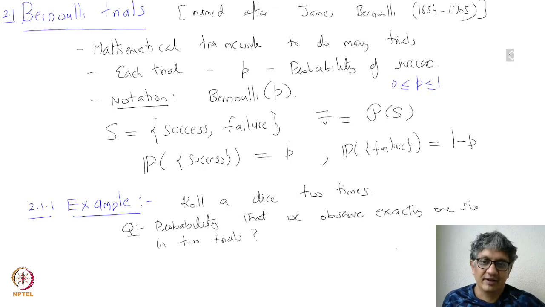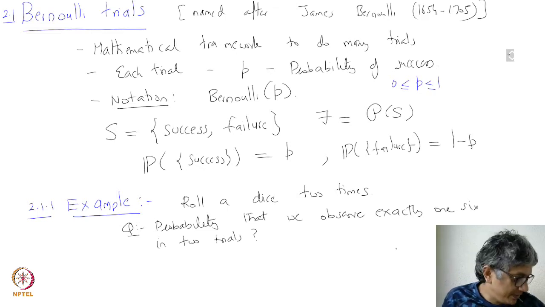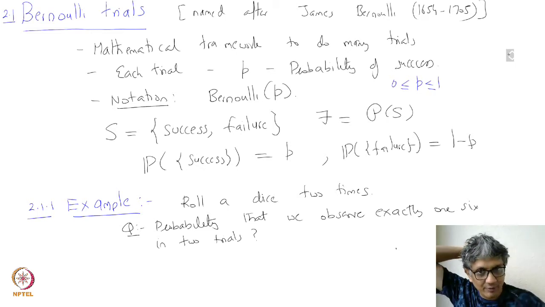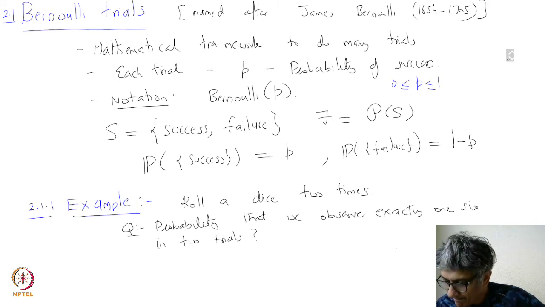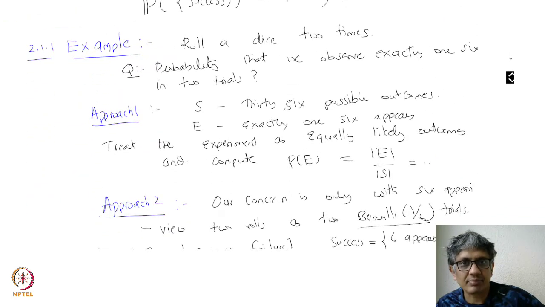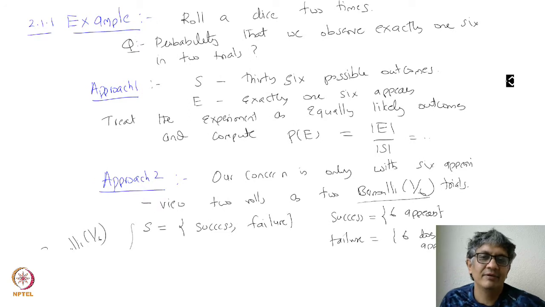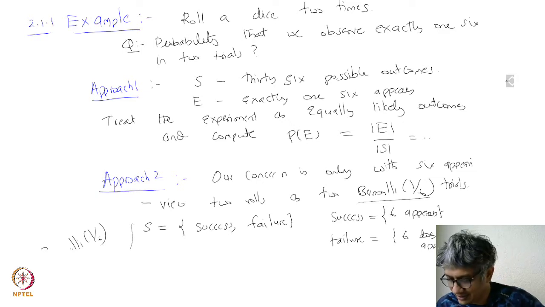there's success and failure, and the probability of success is going to be p, and the probability of failure is going to be 1 minus p. Then we had an example in which we roll a die 2 times, and we want to understand the chance that a 6 appears only once. One approach we have seen before is to write out all possible outcomes in 36 pairs, write down an event E of interest, and write down the probability.